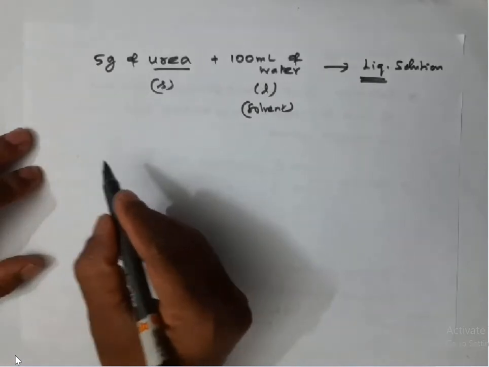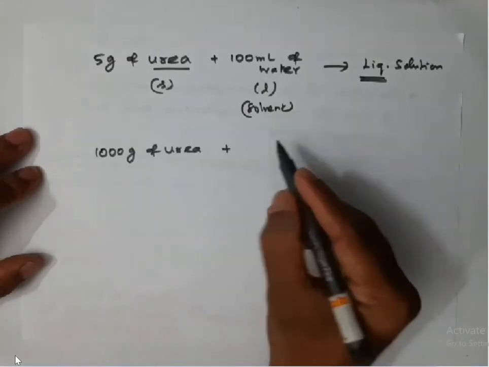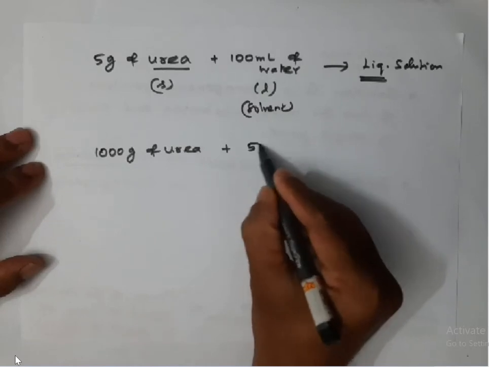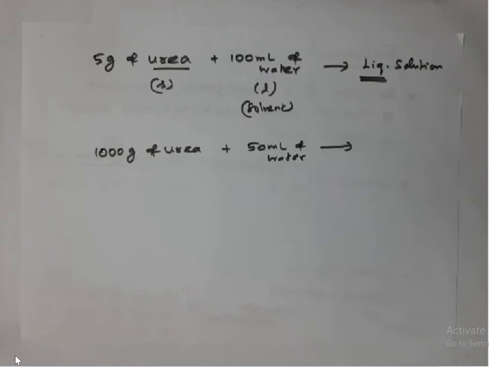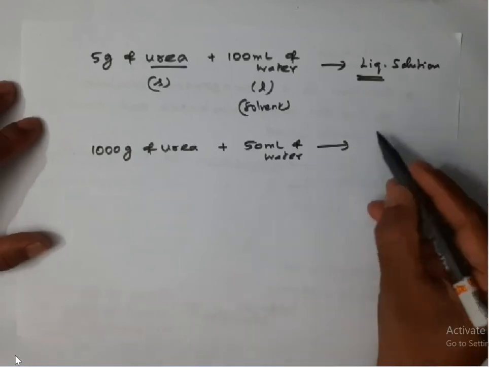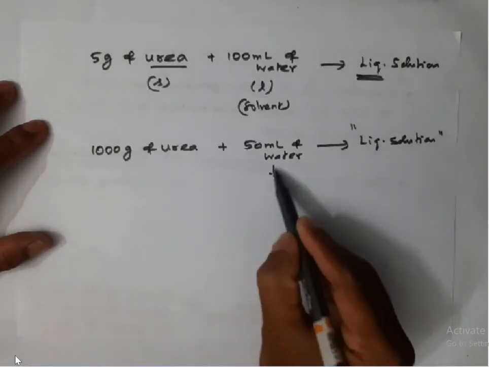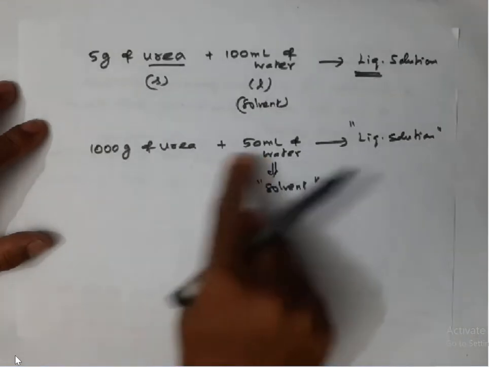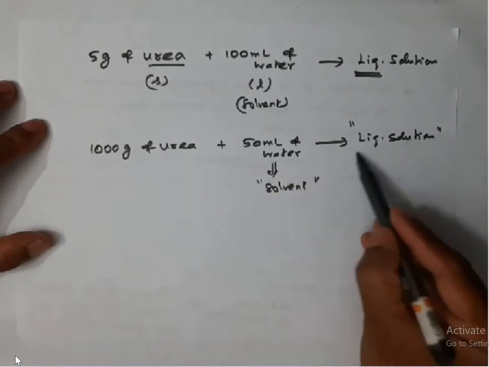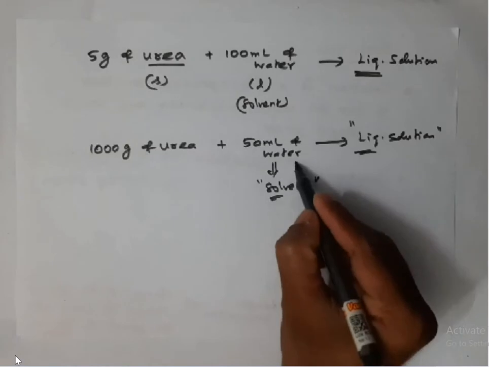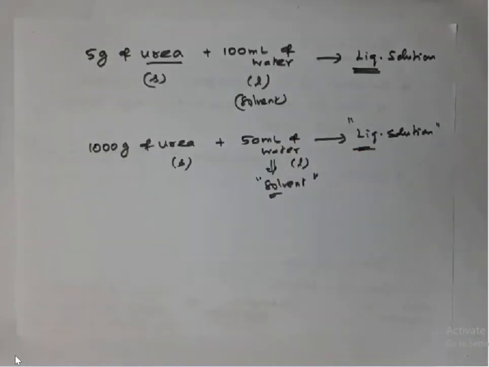Suppose I take 1000 gram of urea and 50 ml of water. If I mix these two, suppose I get a liquid solution, then again see, this is the solvent. It appears that this is larger and this is in lesser proportion, 50 versus 1000, but keep this in mind: solution phase and solvent phase should be the same. Water is in the liquid state and urea is in the solid state. Since your solution is liquid, the solvent must be water here, irrespective of the amount.